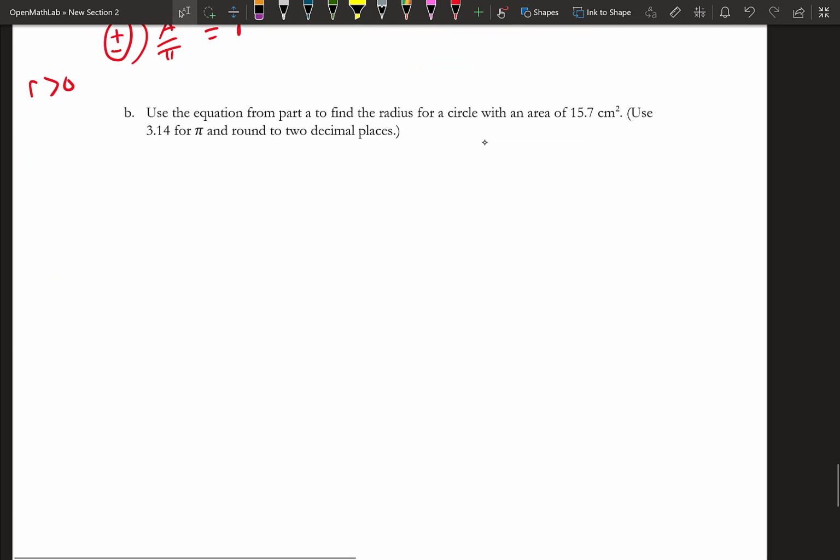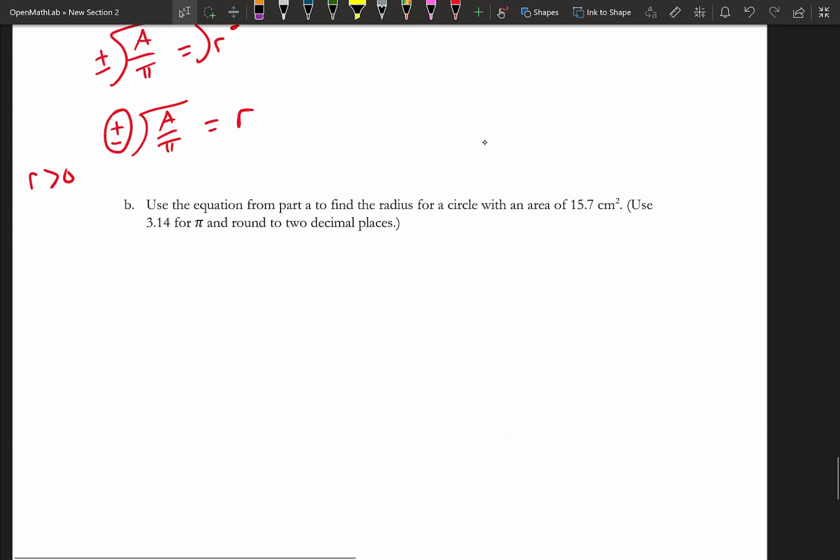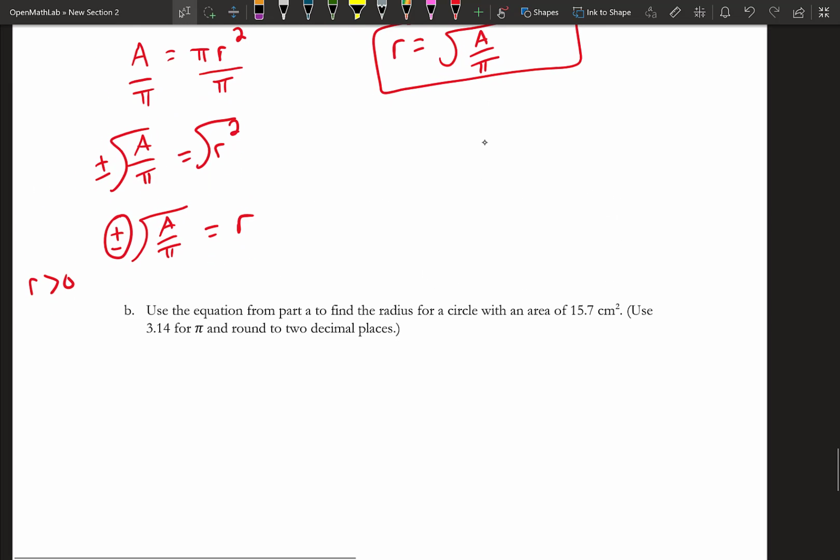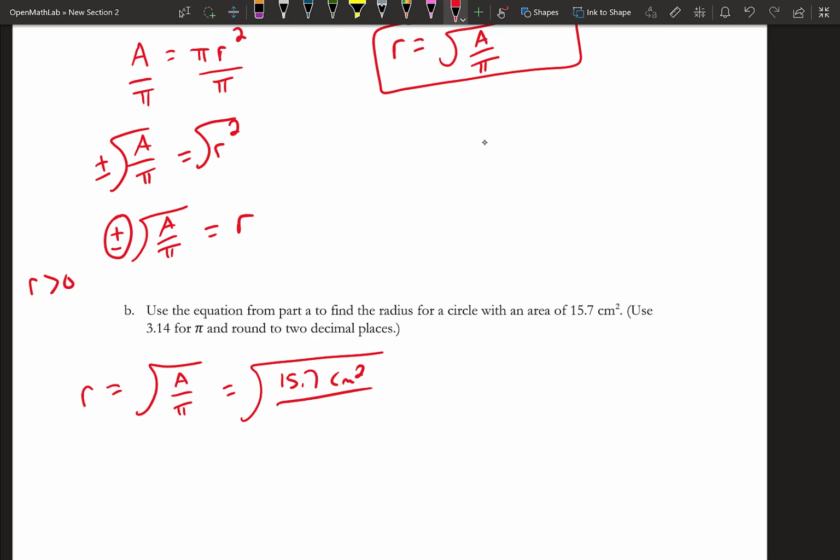So then now what we're asked to do is to use this equation from part A to find the radius for a circle with an area of 15.7 centimeters squared. Use 3.14 for pi and round to 2 decimal places, right? So we're using this equation and just plugging some values in. So this would be 15.7 centimeters squared divided by 3.14, what we're using for pi.